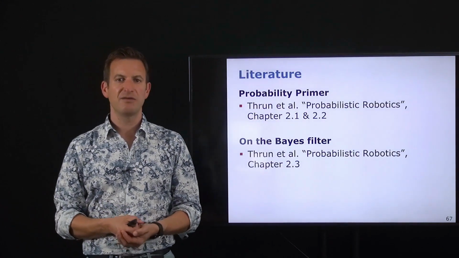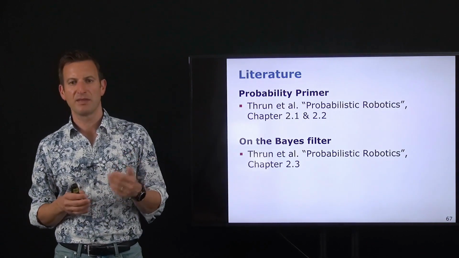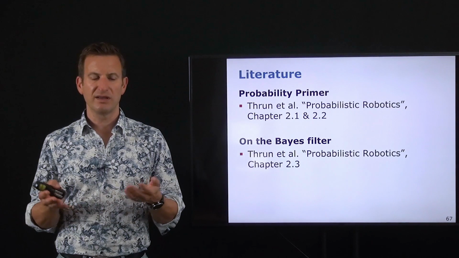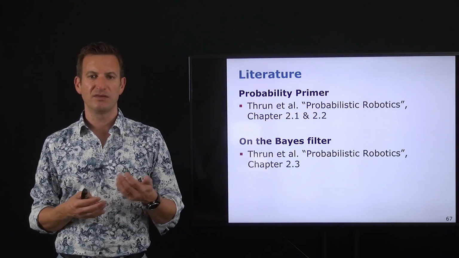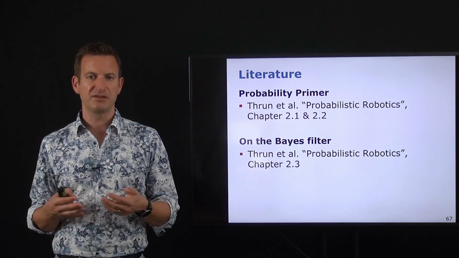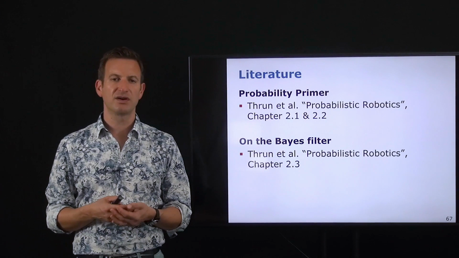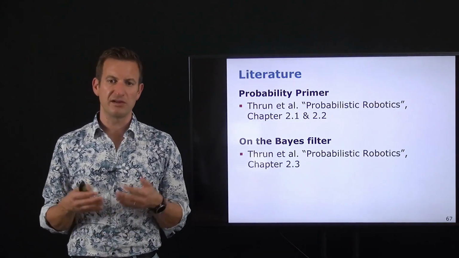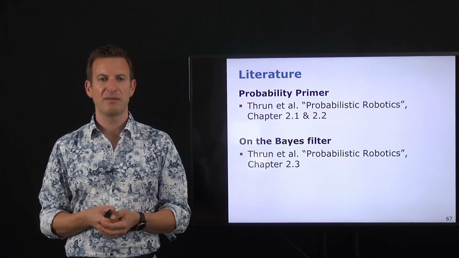So if you want to dive a bit more into that and want to read a bit more about it, I can recommend the Probabilistic Robotics book. Chapters 2.1 and 2.2 basically are a repetition of this probability primer that I have talked about, and chapter 2.3 is an introduction to the Bayes filter using a similar notation to what I have used here. So it should be straightforward if you want to dive more into the detail and read again what I have presented over here. So that's it from my side for today.